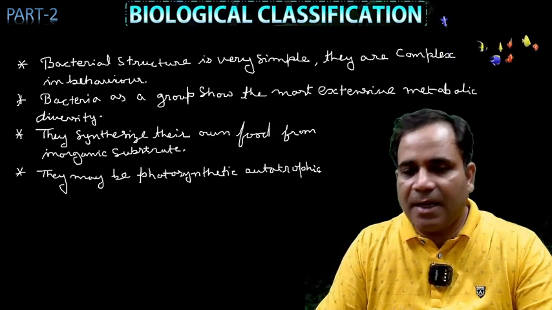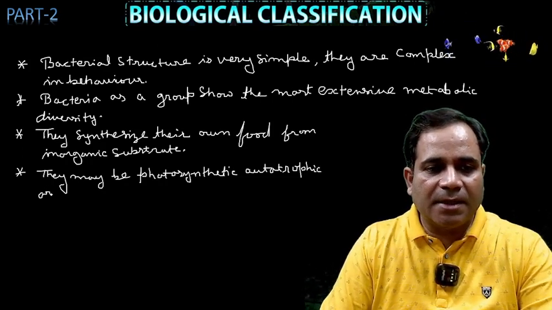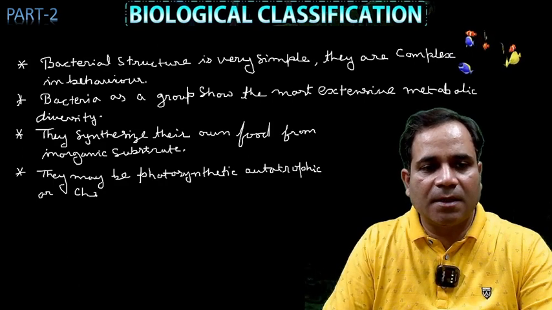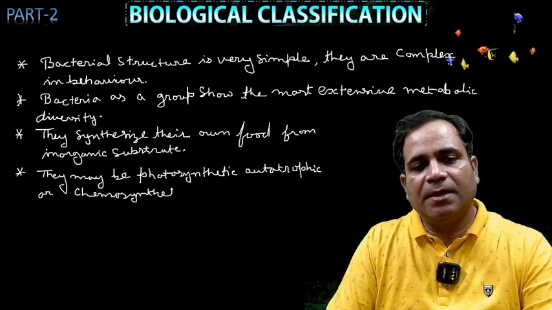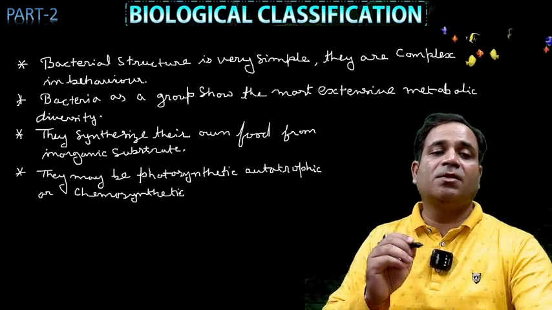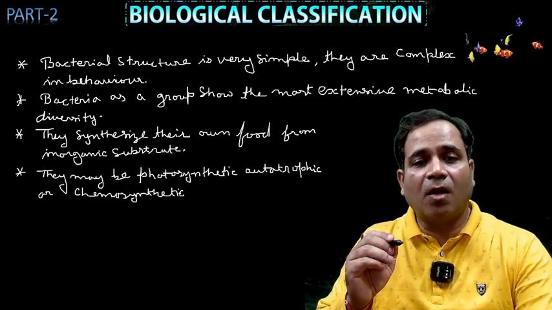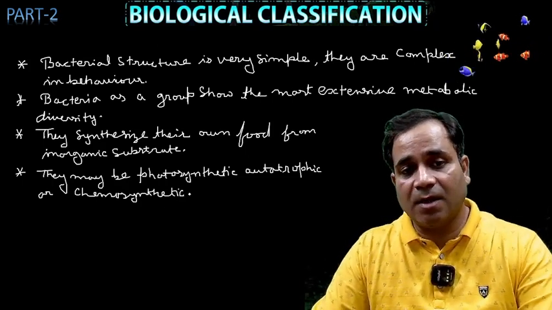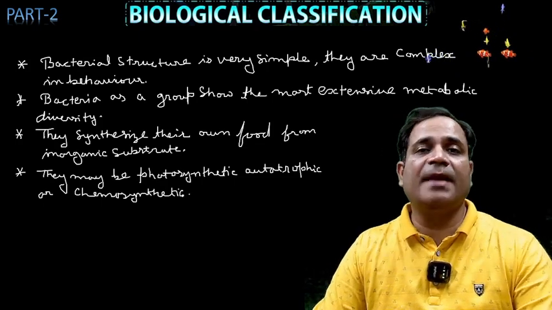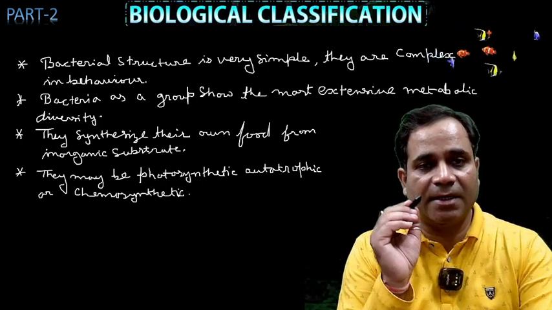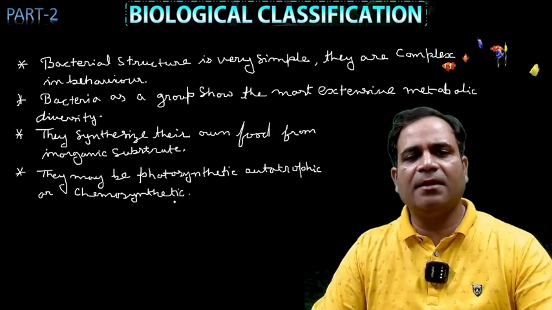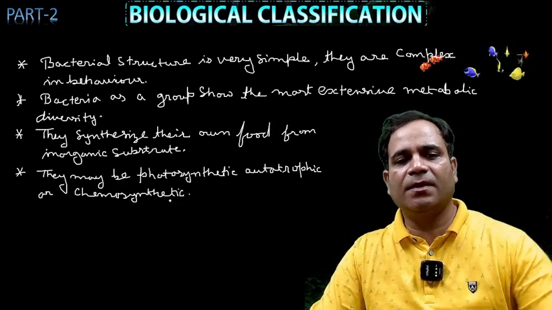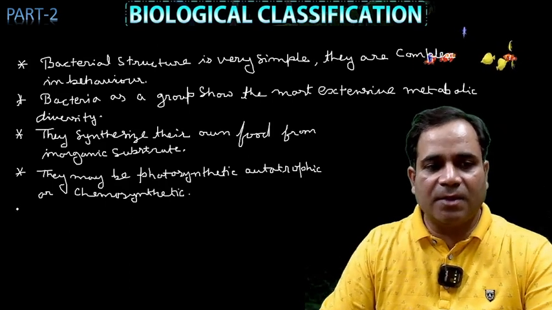Autotrophic, as well as chemosynthetic. Autotrophic bacteria are of two types: one is photosynthetic, the second one is chemosynthetic. So the bacteria are mostly either autotrophic photosynthetic, or chemosynthetic.